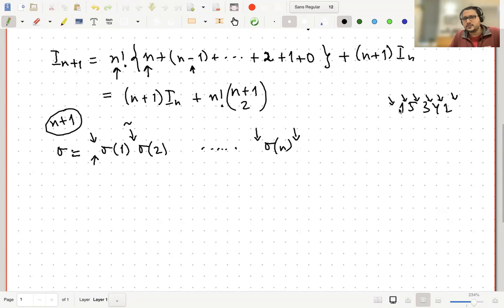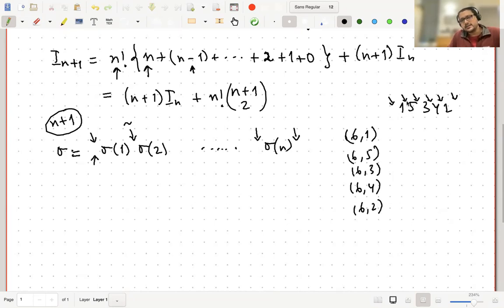So let's look at an example to figure out how to do that. Maybe this is a good example. I will insert a 6 here. If I insert the 6 in the first position, then all of these will be inversions: 6 1, 6 5, 6 3, 6 4, and 6 2.